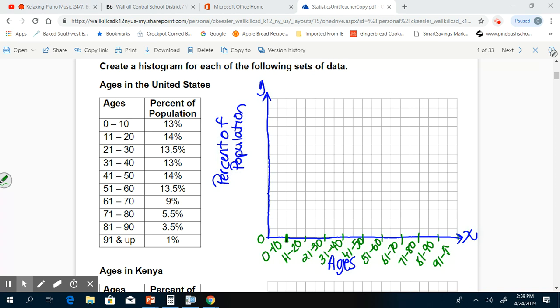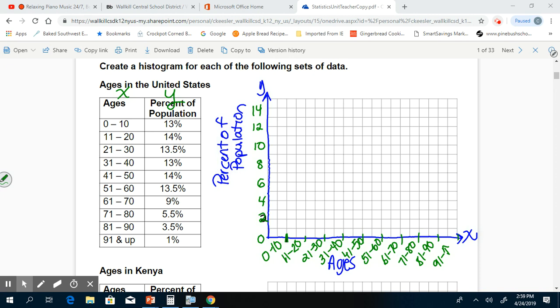And now we have to figure out how we're going to set up our y-axis. So if I'm looking at my y column, the highest percent of population is 14%. So I have to get as high as 14 to make this fit. And I have 15 boxes exactly. So we can count by one here. I'm going to label every other one just so it's easier when I'm graphing. And now I can start making my histogram.